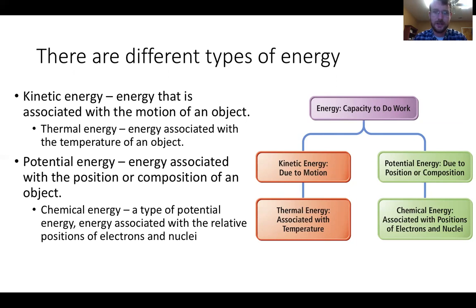That's kinetic energy. Potential energy is the energy associated with a position or composition of an object, right? So let's take our roller coaster example. On the downhill, it's exhibiting kinetic energy. Well, roller coasters climb and then just stop or slow down at the very top.